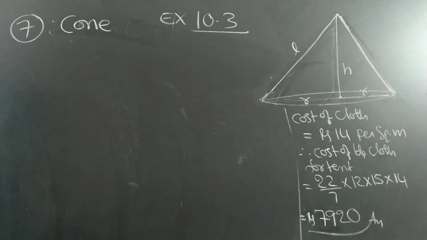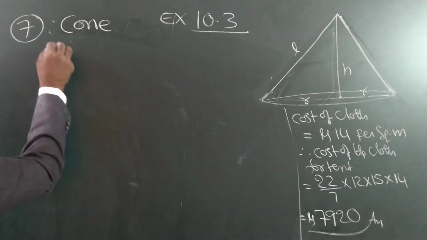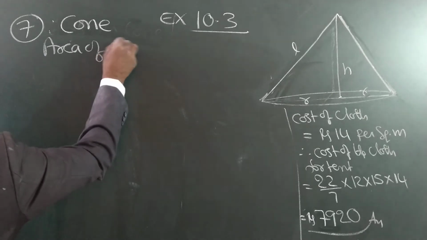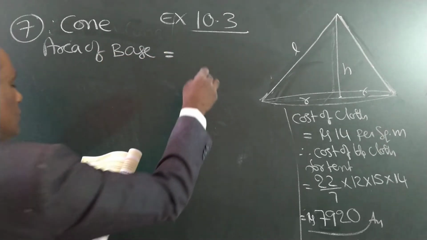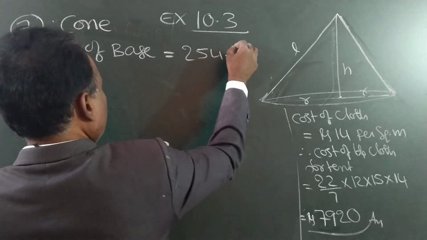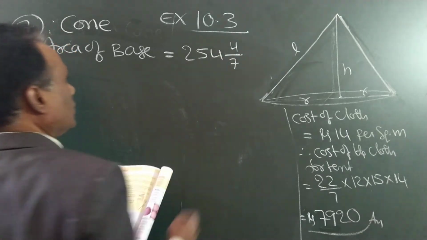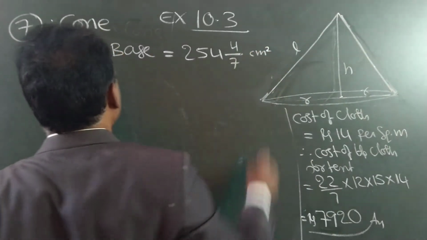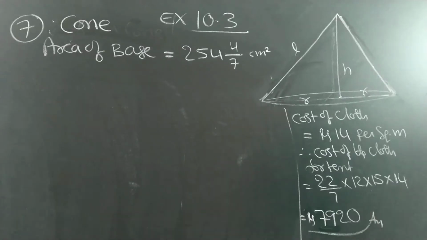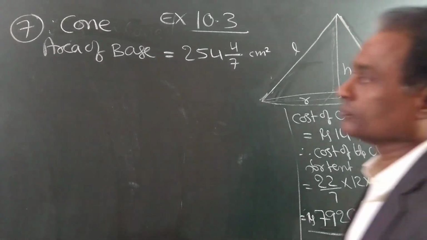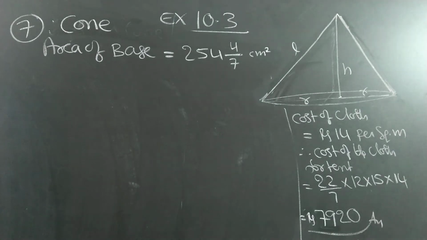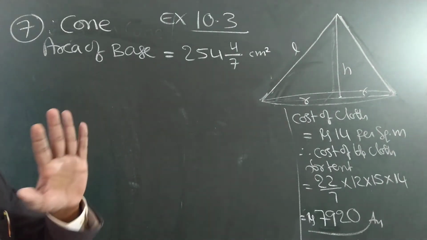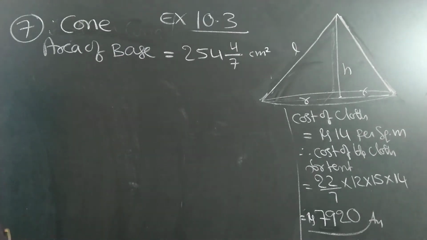Seventh question. Curved surface area of the cone is given, and area of base is given. First I will use the second data. Area of base 254 4 by 7 centimeter square. Students, two values are given: one is curved surface area, one is area of base. First I took area of base.